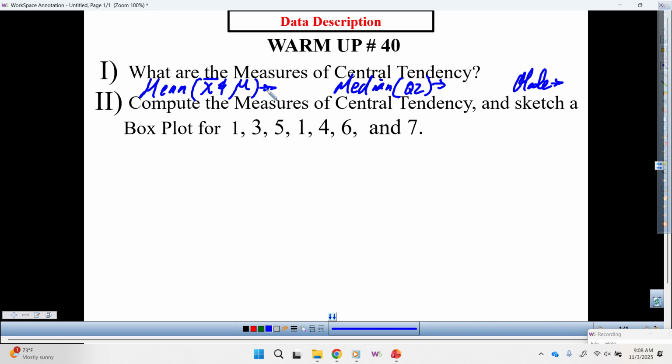Pass it to someone for the mean, please. 3.8. Hands up if you got 3.8. Looks about right. Let's see, 10, 20, 7, 7, 3, yes. Median, pass to someone. Mila, 4. Hands up if you got 4 for the median. Looks about right. How about the mode? Pass to someone.